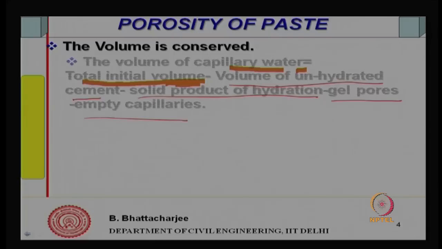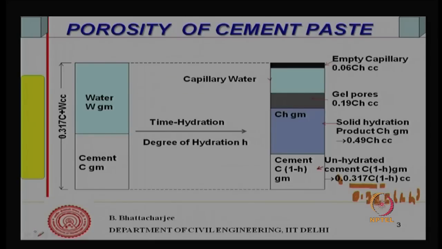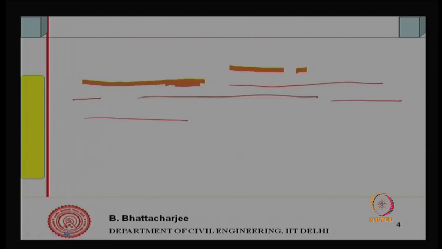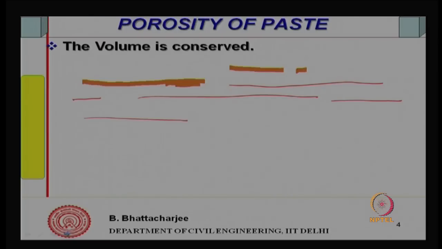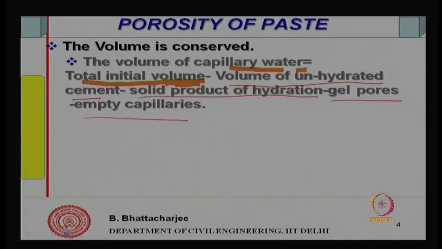So, what we are doing is subtracting from this total volume this and this, and we will get this volume. That is how we can get the volume of empty capillary or capillary water. The volume of capillary water we find out as the total initial volume minus the volume of unhydrated cement, minus the solid product of hydration, minus the volume of gel pores and empty capillaries.